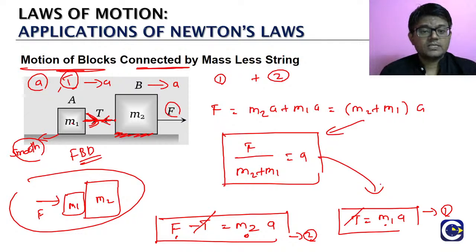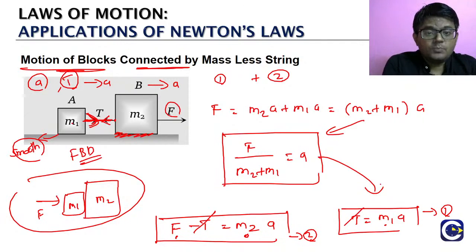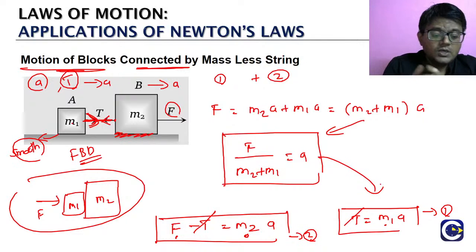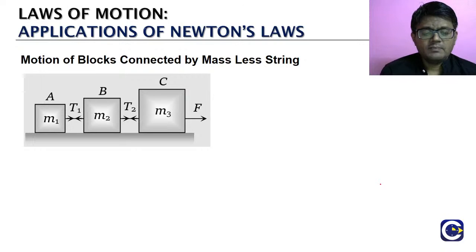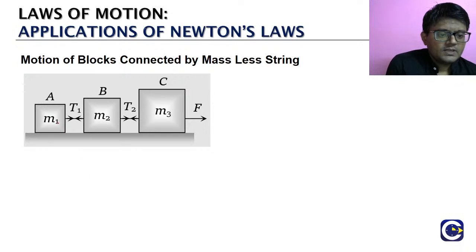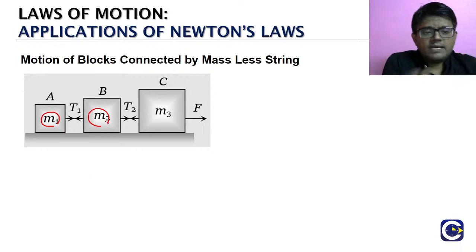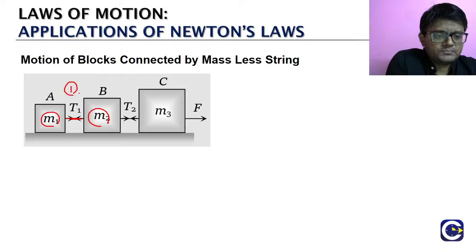Okay, so this is what blocks connected by a rope is. What is the specialty of that rope? This is the general assumption. What is it? The rope is inextensible and the rope is also what? Massless. Okay, so to complicate this a bit, do you know what? We will have 3 blocks like this.